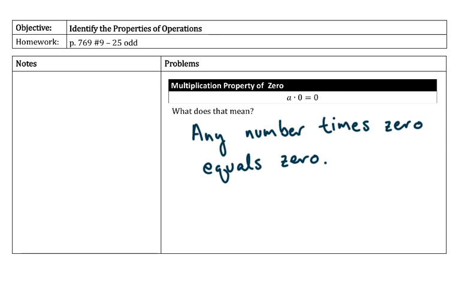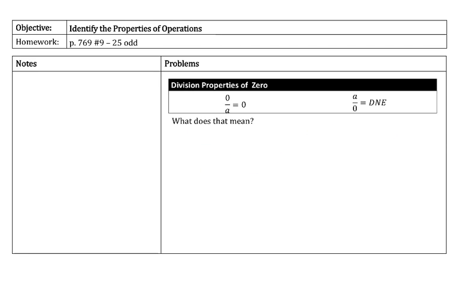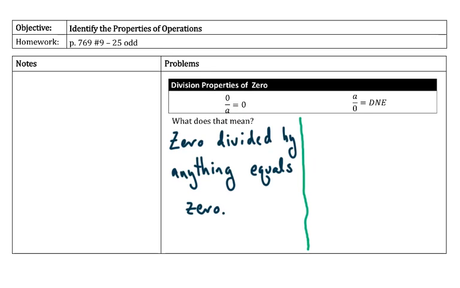There are also division properties of 0, and there's 2 of them. And you'll notice the difference. One is where 0 is in the top of the division problem, the numerator, and one where 0 is in the denominator. So I'm going to draw a line in between these two because they're very different, right? What this first one means is that 0 divided by anything is equal to 0. On the other hand, anything divided by 0 equals DNE. This stands for does not exist.